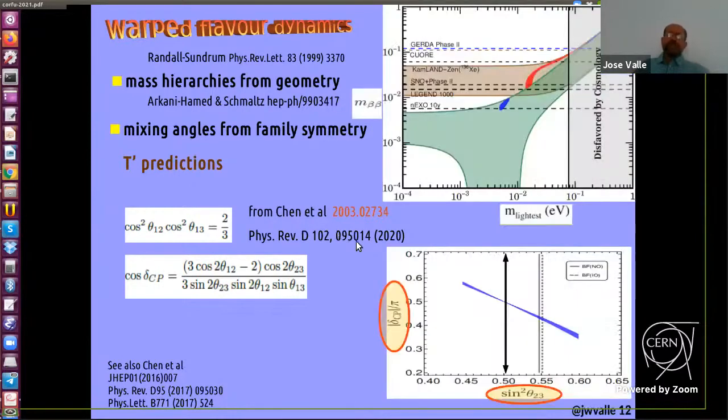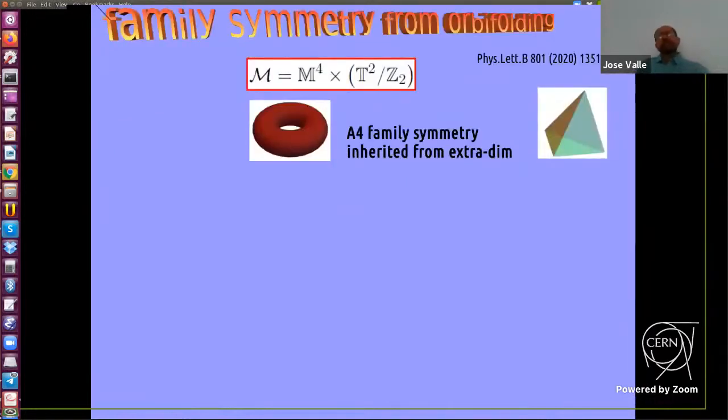And the predictions are very interesting. You see here on bottom a very tight correlation between the magnitude of CP violation and the atmospheric octant. And on the other hand, you see here on top, the explanation for neutrinoless double beta decay will lie in these blue and red regions, and they are fully covered by the sensitivity of the upcoming round of experiments. This is for the case of warped flavordynamics with 5 dimensions.